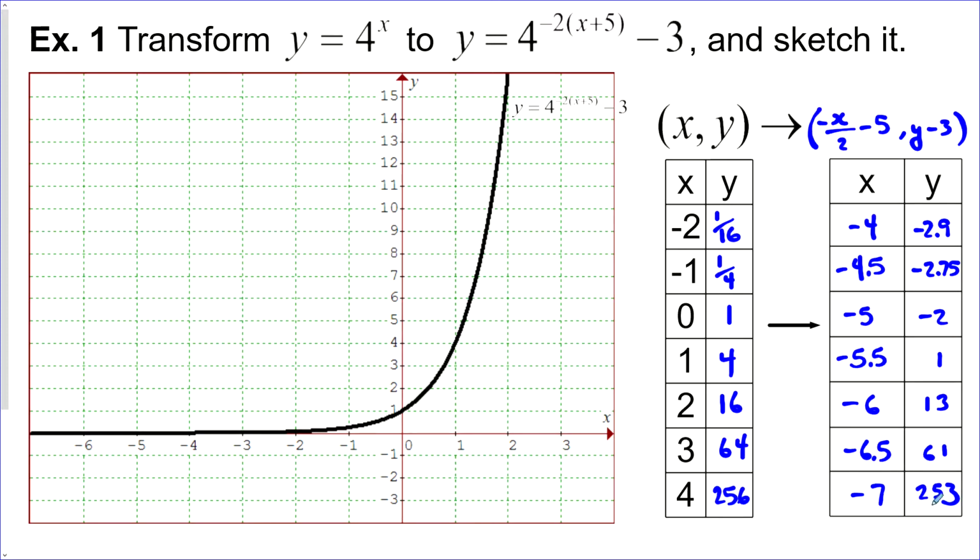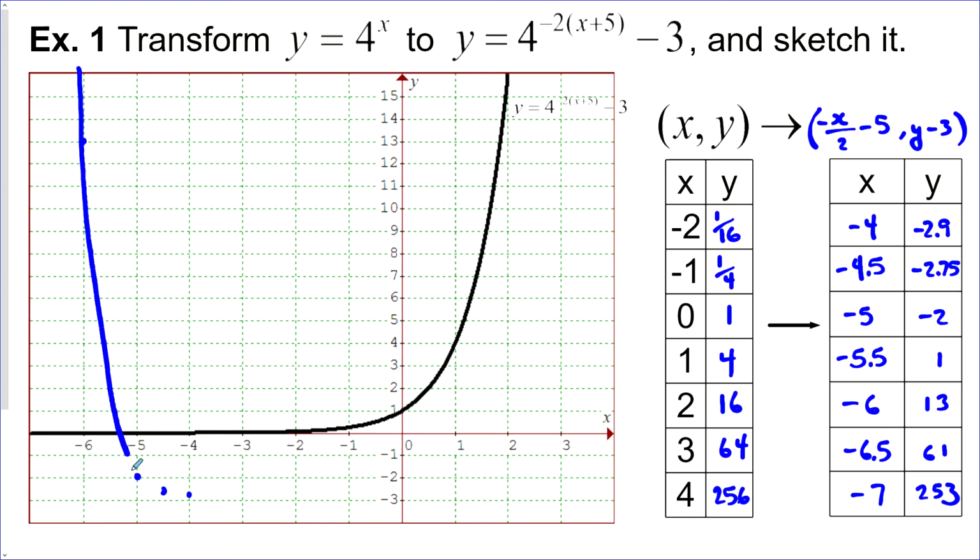See if we can plot those. Obviously, these two will be too high, but we can plot this one here, negative 6 and 13. Negative 5.5 and 1. Negative 5 and negative 2. Negative 4.5 and negative 2.75. And negative 4 and negative 2.9. And there we go. So we know it looks like this. This goes very high here. Let's see if we can draw at least this much of the graph.